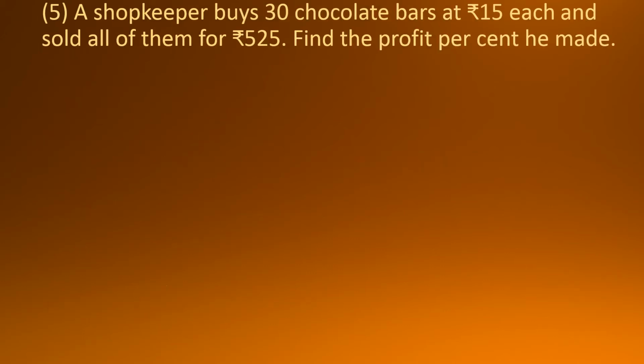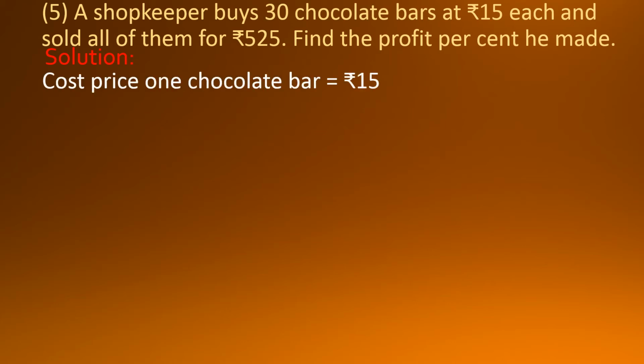The next is question number 5. A shopkeeper buys 30 chocolate bars at rupees 15 each and sold all of them for rupees 525. Find the profit percent he made. See, in this question, first we find the cost of 30 chocolates. So write down cost price of one chocolate bar is equal to rupees 15. So cost price of 30 chocolate bars is equal to... 1 is given. Find out more. What we have to do?